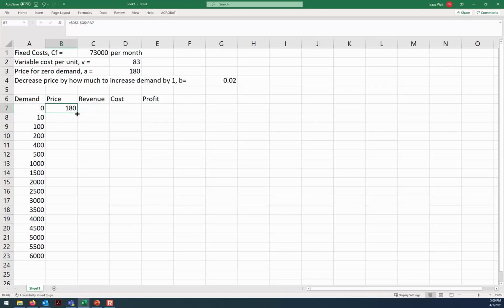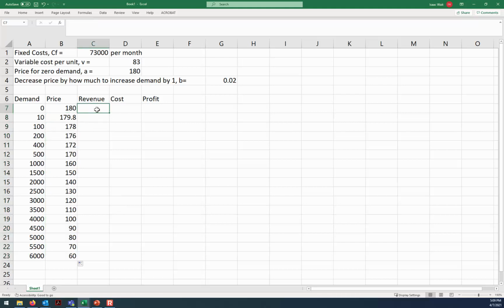Nobody will buy at 180. But if we want to sell 10, for instance, then we should set our price to $179.80 per unit, and then we would sell 10 of those according to this equation. So I'll drag this down through all of our different demand levels, and we see what the price is associated with each certain level of demand.